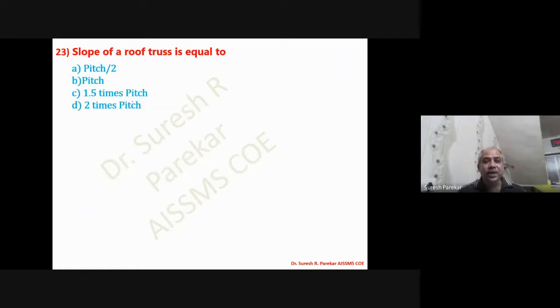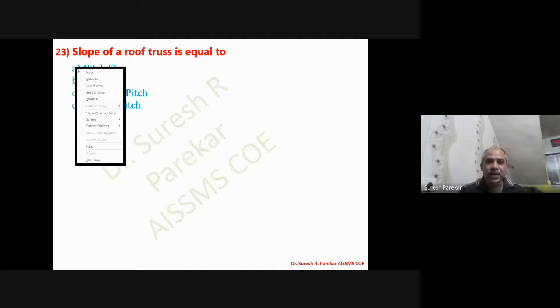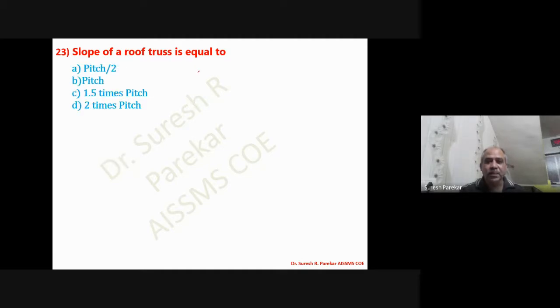Then the slope of roof truss is equal to 2 times pitch, because slope is rise upon span by 2. If we write this, slope equals rise upon span by 2, and that 2 goes up, so it is 2 times rise upon span. Rise upon span is the pitch, and therefore slope becomes 2 times pitch.